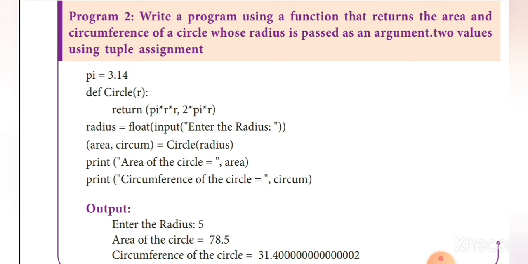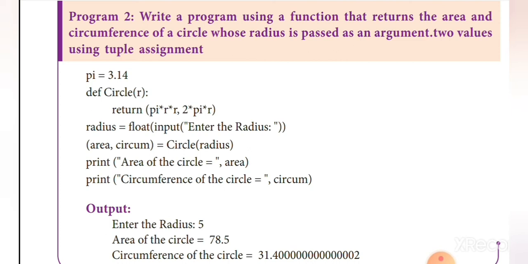And then 2 into pi into r: 2 into 3.14 into 5. What is the value you can get? 31.4000. And then at last 2. Okay, so that value is calculated, and these values are returned to the main function and stored in the variables area and circum. The value 78.5 will be stored in the variable area, and then the value 31.40000002 will be stored in the variable circum.